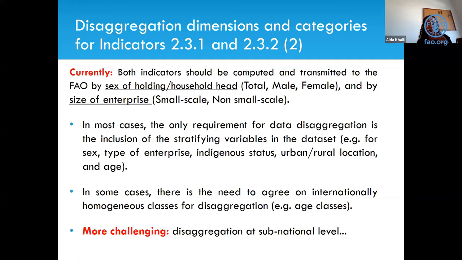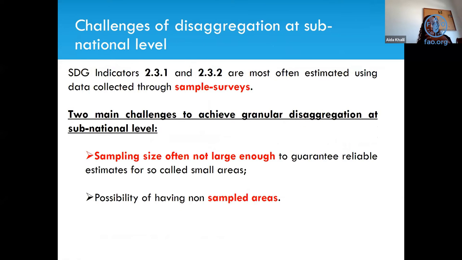The most challenging one in terms of statistical methods to be adopted is the disaggregation at the subnational level, so like below, let's say, the biggest divisions. And let's see why this. So both indicator 2.3.1 and 2.3.2, as we saw, are most often based on sample survey data. So which are the main challenges?